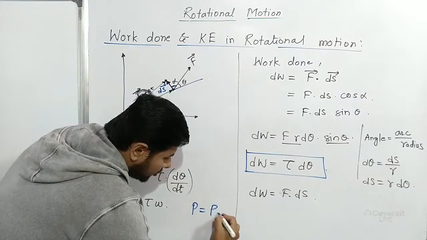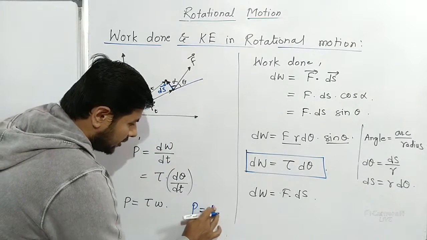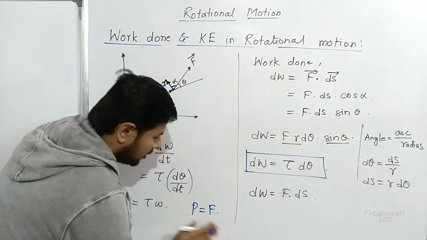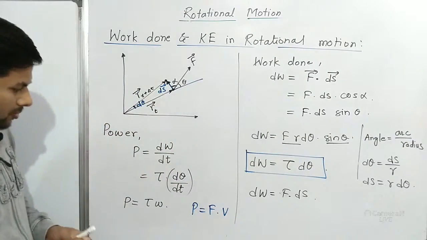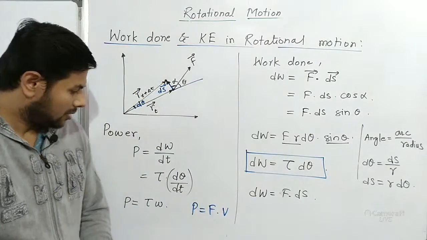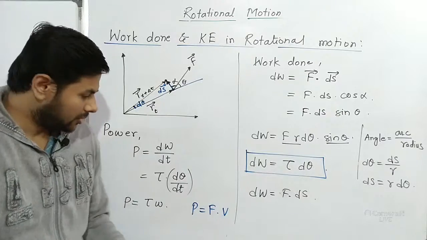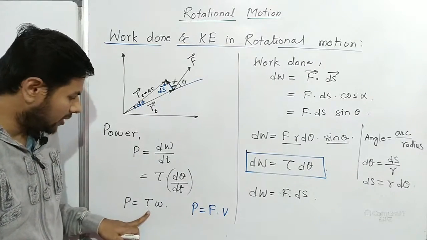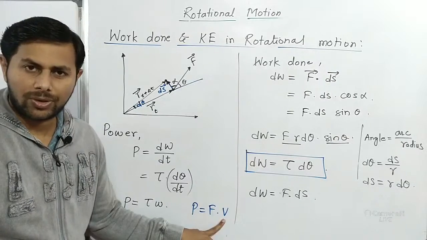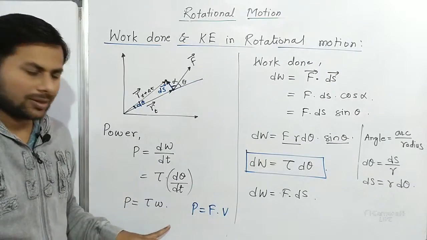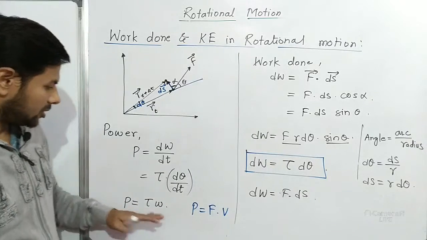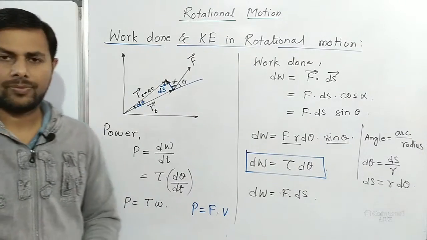In linear motion we had studied that power is the dot product of force and linear velocity. So again you can have an analogy. The analogous quantity of force in rotational motion is torque, and the analogous quantity of velocity is angular velocity. So power changes to tau times omega. So this is power for a rotating body.